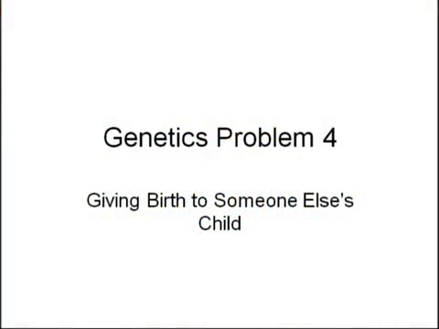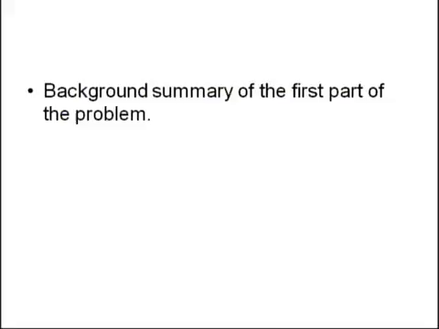So today we're in genetics, and we're doing a second round of problems in genetics. So we're doing problem number 4, giving birth to someone else's child. So could somebody just give us a brief background summary of part 1? What's the intro information for this?